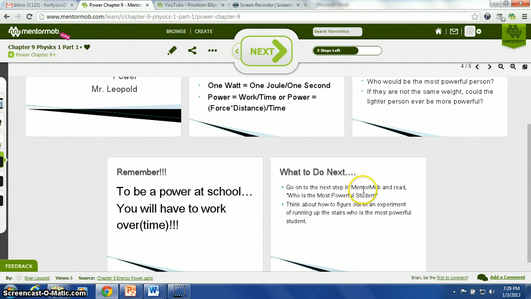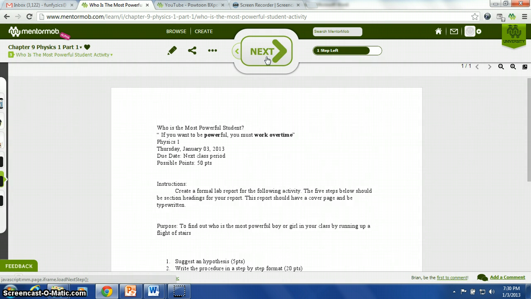Okay, what to do next? Go on to the next step by clicking on this next button up here. Read who is the most powerful student. This is an activity that we're going to do in class. Think about how to figure out an experiment of running up the stairs who is the most powerful student. So we click on the next step button.